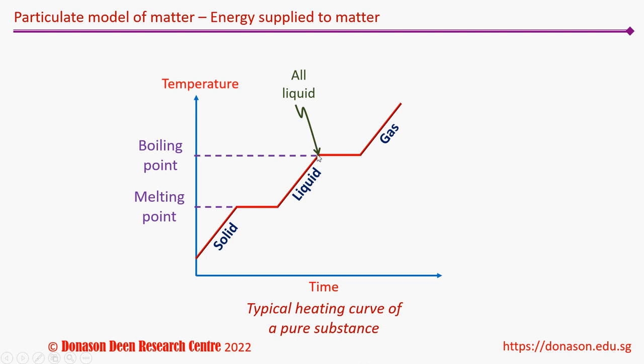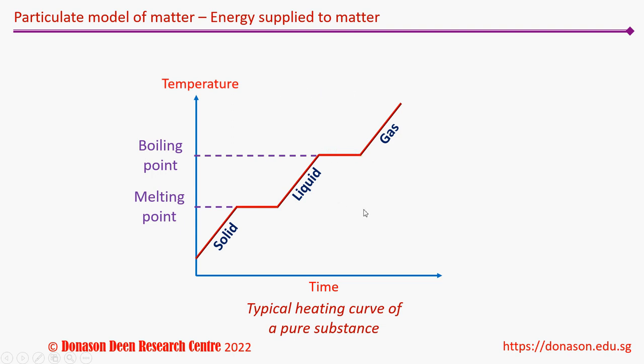At this point every particle is liquid, and as we reach the end of this stage, all the particles have entered the gaseous state. Every bond in the liquid state has been broken, so all the particles now have freedom of movement and become gaseous particles. In between is where we get a mixture of liquids and gases.